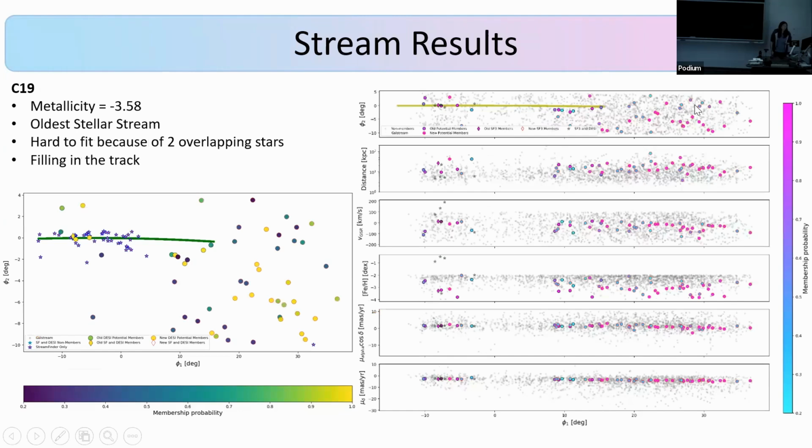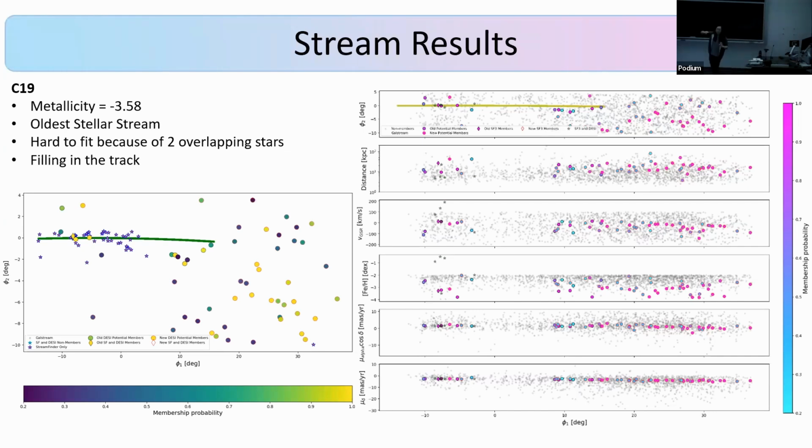Another really interesting one is C19. Once again, even lower metallicities, which is very strange and peculiar. The fit was much harder since we only had one star as an initial guess. So this is one that I'm still working on and developing over time. But if you look at the plot on the left, the blue stars are ones that were identified previously by the Gaia catalog and the Streamfinder group. And most of the stars lie in the top left. But in the bottom right, I don't know if you can see it or how close I can get.